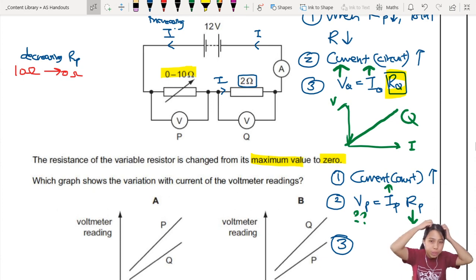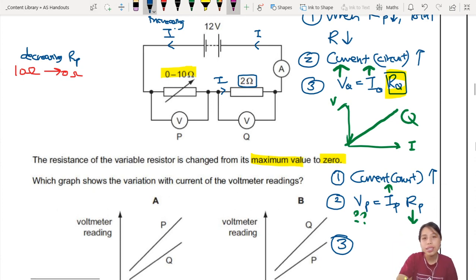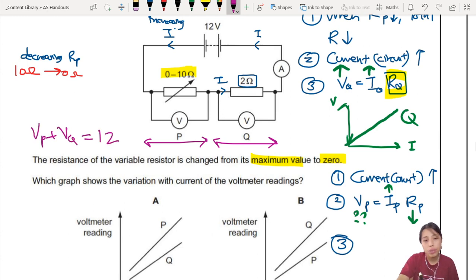We have trouble trying to use Ohm's law to understand this, but we can use another idea that we know. We know that this potential drop plus this potential drop equals 12 volts. So Vp plus Vq is 12 volts. That might be a useful piece of information. From before, we know Vq is increasing. So if Vq is increasing, and 12 volts EMF is constant, that means our Vp has to decrease so that it still equals 12.